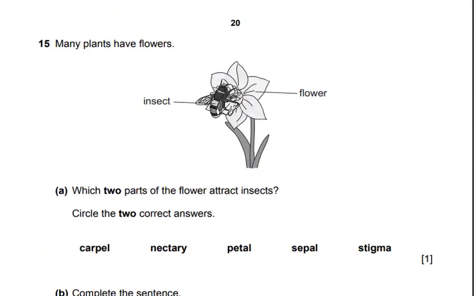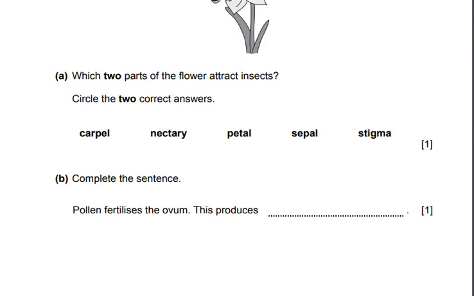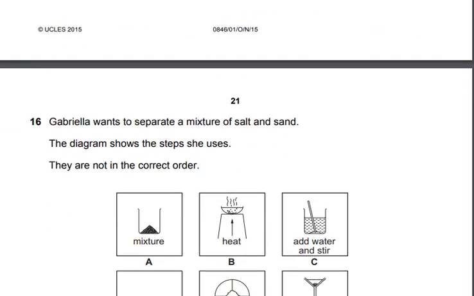Question 15. Many plants have flowers. So this is an example of a flower, and there is an insect on the flower. Question A. Which 2 parts of the flower attract insects? Circle the 2 correct answers. So the right answers are nectary and petal. Question B. Complete the sentence. Pollen fertilizes the ovum. This produces seeds. So you just write down seeds in the blank. Next page.